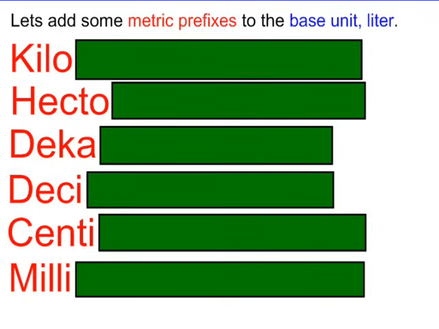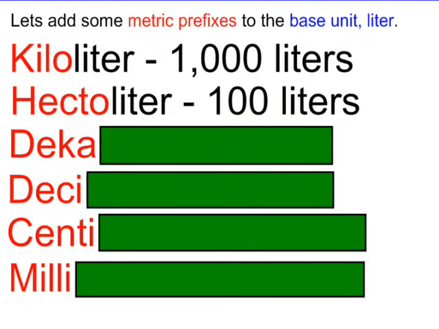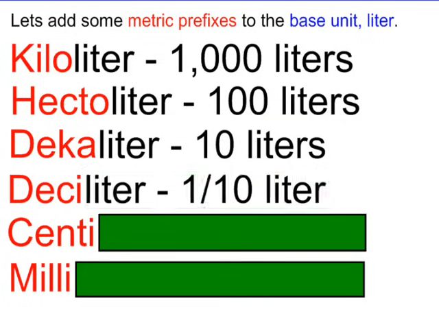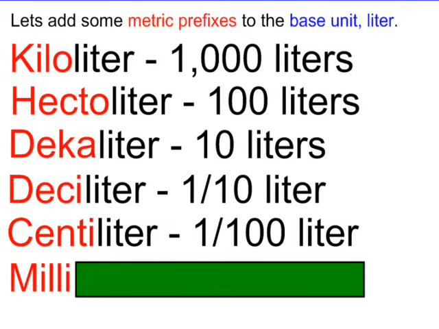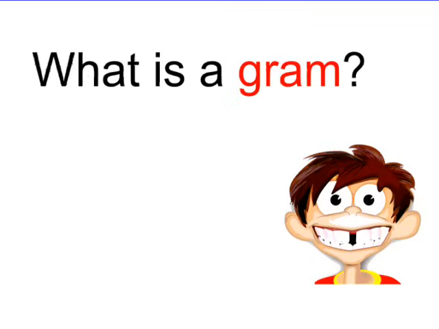So let's take the base unit liter and let's attach our prefixes. So a kiloliter would be 1,000 liters. A hectoliter would be 100 liters. A decaliter would be 10 liters. A deciliter would be 1/10 of a liter. A centiliter would be 1/100th of a liter. And a milliliter, remember that's a really small amount. It's like an eyedropper. That would be 1/1000th of a liter.